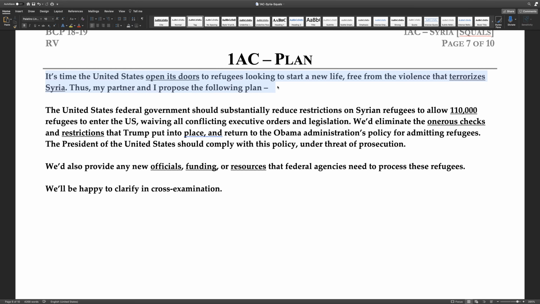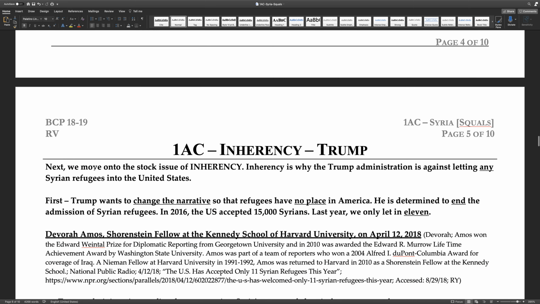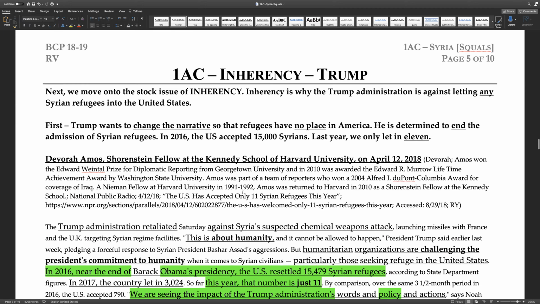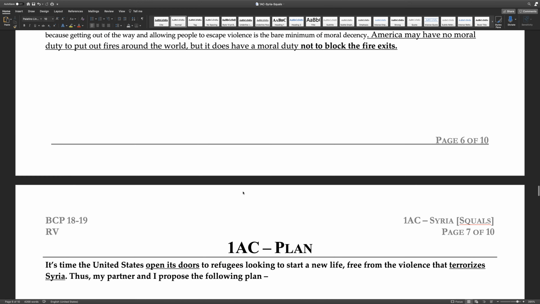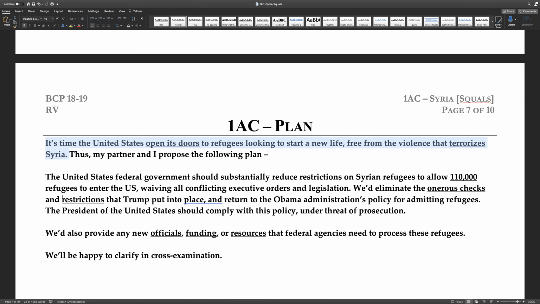So don't forget the transition as always. Notice the transition was up here for inherency as well. Next we move on to the stock issue of inherency, and it explains what the stock issue is. Going down to solvency, right? It's time the United States opens its doors to refugees looking to start a new life. So notice that rhetorical sentence that's like, it's time to change. I think that's powerful. And then thus my partner and I propose the following plan.